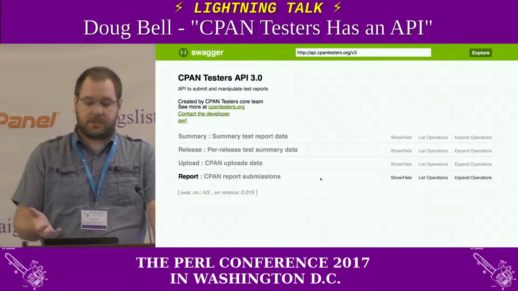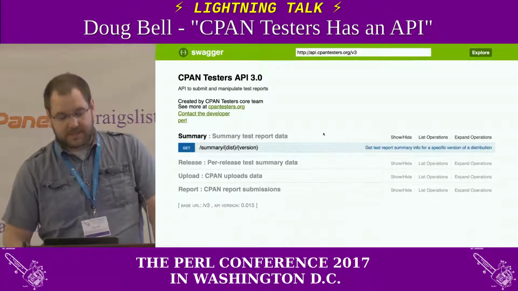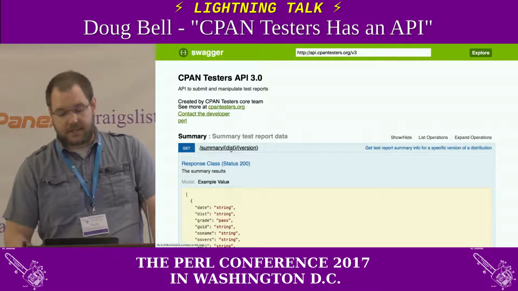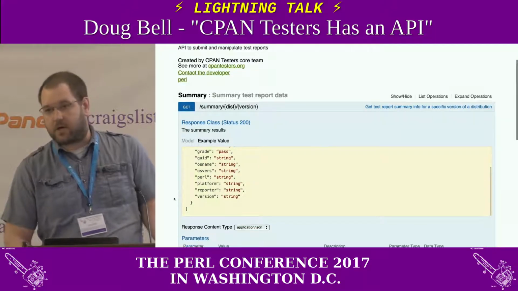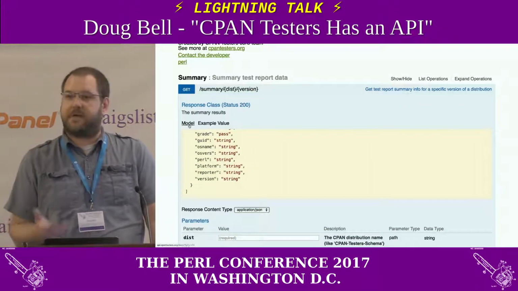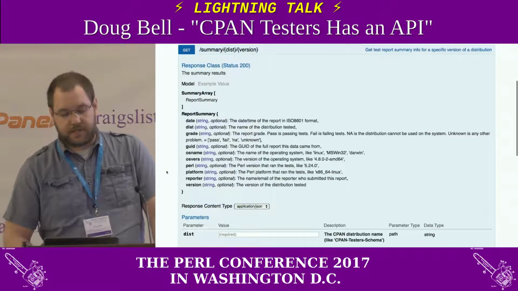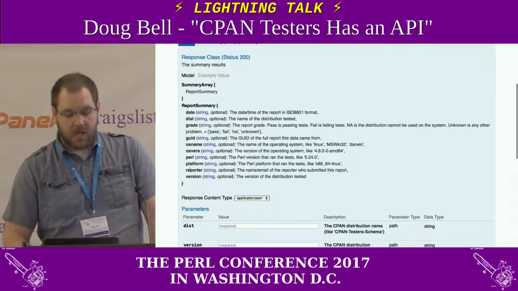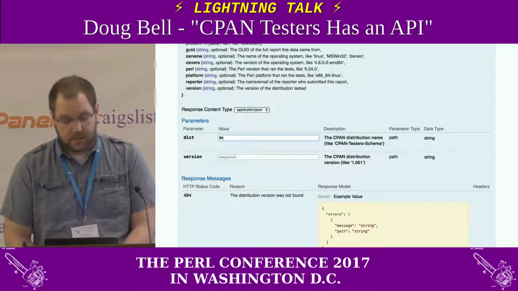Here is the actual documentation for this API. We can actually click here. We can see that we've got one endpoint, get, takes a dist and version. And this is Swagger. This takes my documentation and produces this little application here. So we can see that I'm going to get back a report summary. It's got a bunch of fields. And actually, I can try it out.